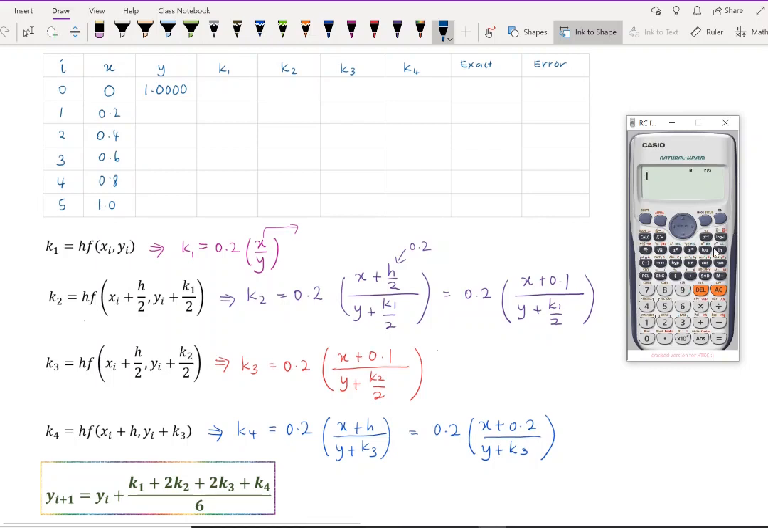So we have K1 equals, let's say we don't have K here, so I use A instead. A equals 0.2 times x over y, for x, for y.